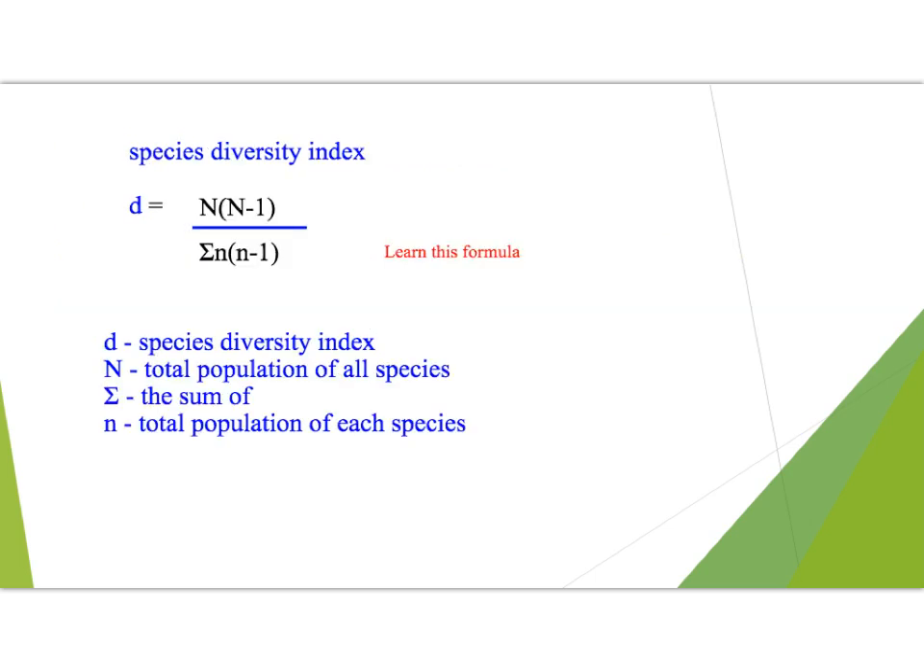So how do you work out the species diversity index? It's this formula here which you need to learn. Often they will provide it for you in the exam, but just in case they don't, you need to know how to do that. So first of all, D is representing the species diversity index. Big N is the total population of all species. The sigma sign here is the sum of, and little n is the total population of each species.